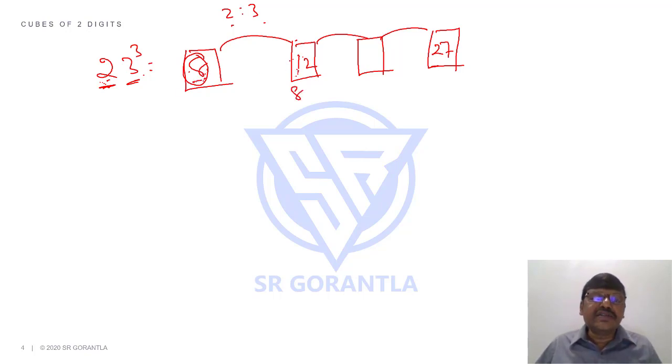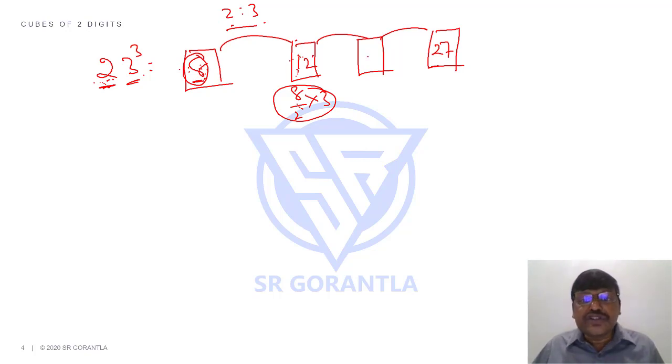What is 8/2, the first digit? 4. 4 into 3, 12. Yes or no? What is the logic behind writing this, students? This 8 is how many times of 2? 4 times. So if this number is 4 times of 2, this number should be 4 times of 3. Then only you will maintain the same ratio. Yes or no? Right. Similarly, 12 is to what will be the ratio? 2:3 means this 12 is how many times of 2? 12/2, 6 times. So 6 into 3, 18. 18 is to 27. Are they in the ratio 2:3? Yes. Is that fine?